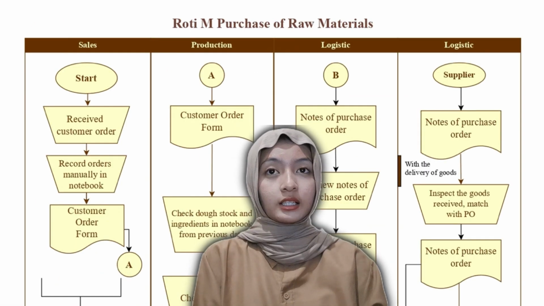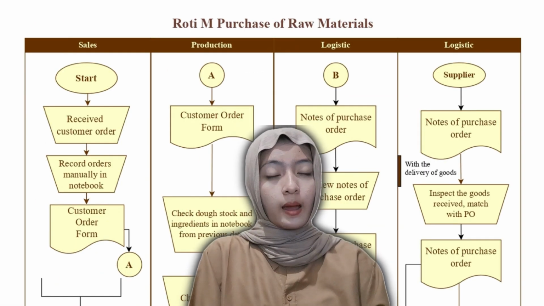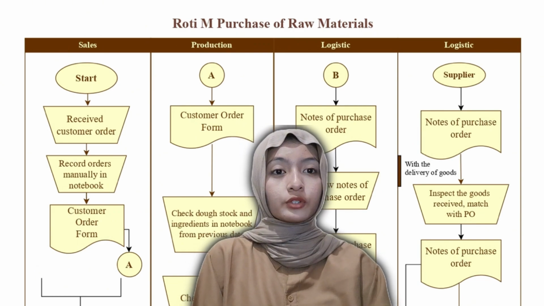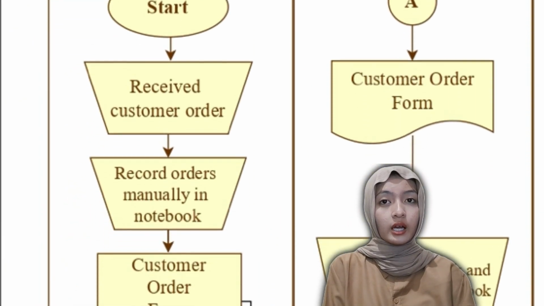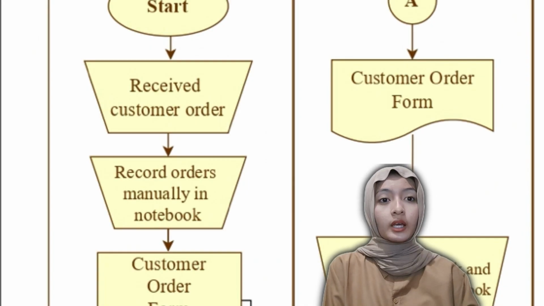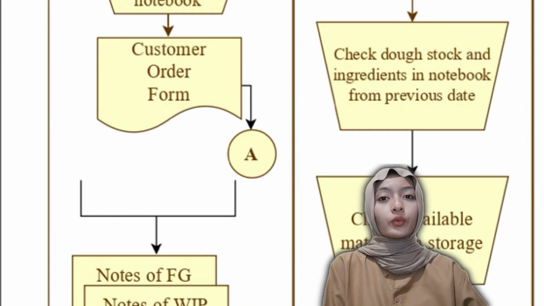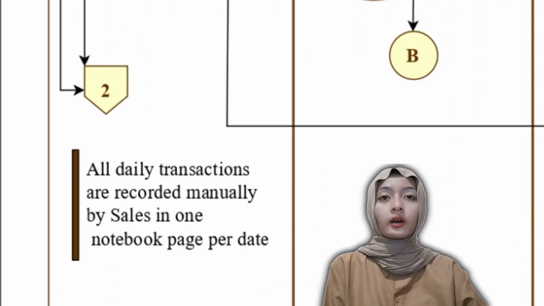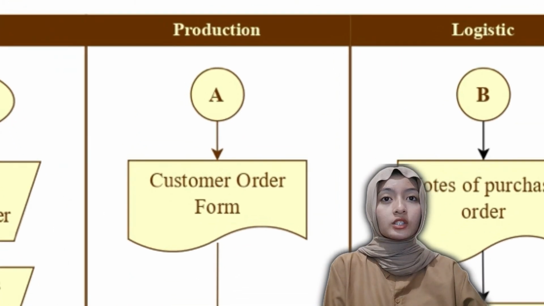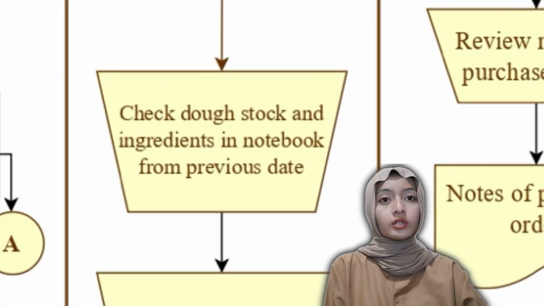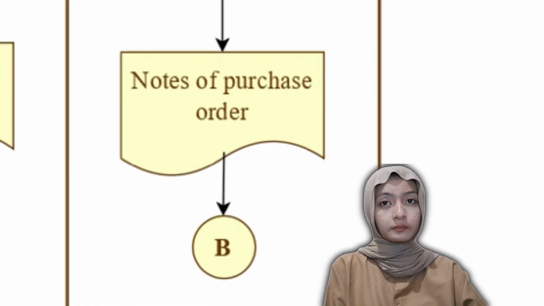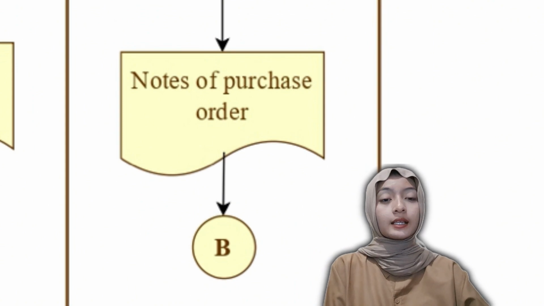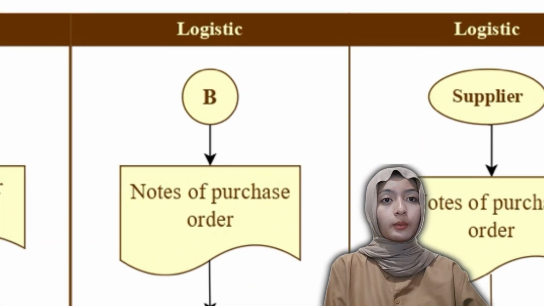Next, I will explain the existing system of purchasing raw materials based on the existing forms, in the form of flowchart documents. The process begins from the sales department. They receive a customer order and record it manually in the transaction book. And then they produce a customer order form, which continues to page A. On page A is the production department. Based on the customer order form, they check the stock and ingredients in the notebook from the previous date. And then they check the available material in the storage and make the notes of purchase order. And this continues to page B, which is the logistic department.